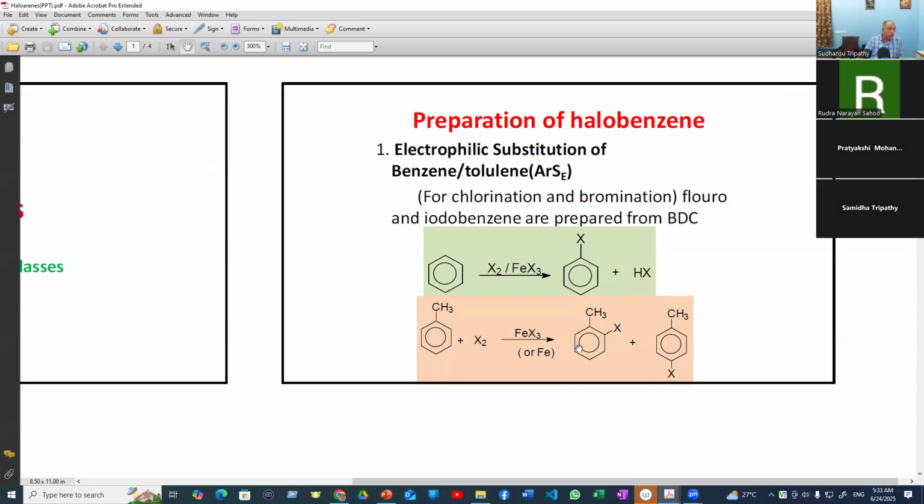So here we study another mechanism that is called electrophilic substitution. We had studied how many mechanisms? Just count. In the alkanes chapter, we studied free radical substitution, only one.